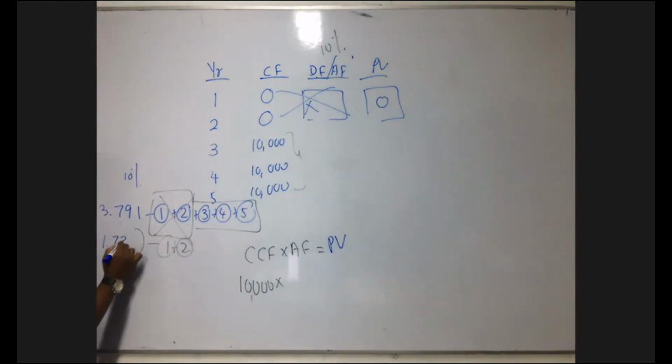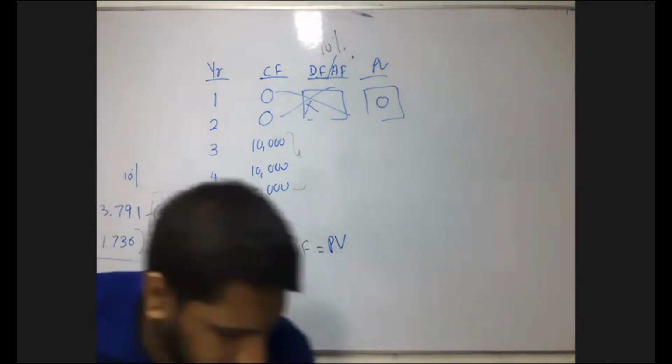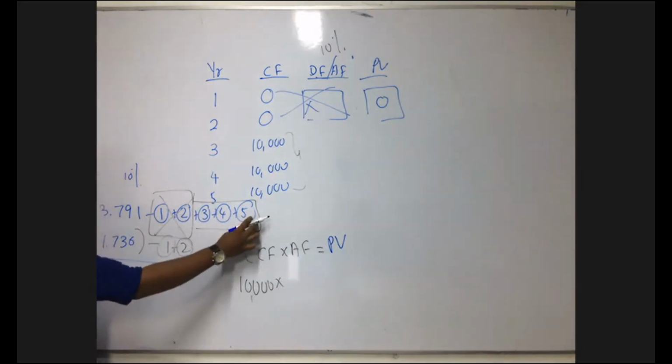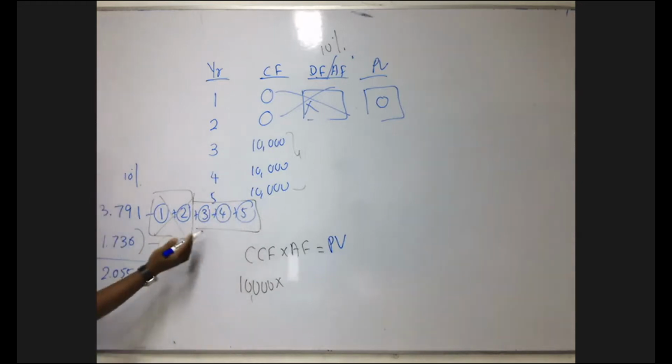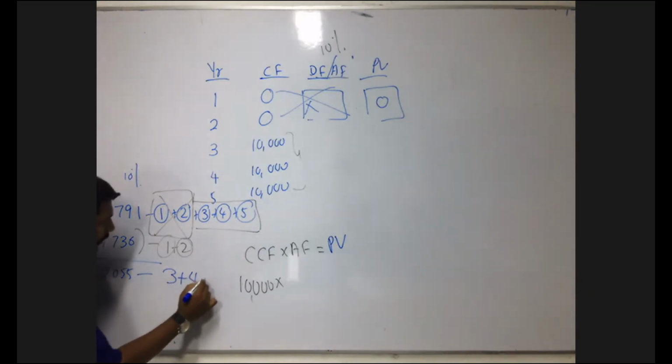1.736. Now here, guys, you will get some answer. How much is that? 3.791 minus 1.736. Here you are getting 2.055. What is this 2.055, guys? From 1, 2, 3, 4, 5, you remove 1 and 2. That means this is the addition of 3 plus 4 plus 5.